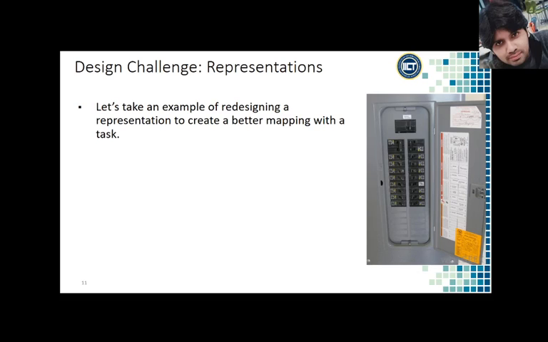Take the time to think it over and come up with ideas for how to make this representation much better and to make life much easier. Now there are a number of things that we can do here. The simplest change we could make would be to make the breakers themselves writable.